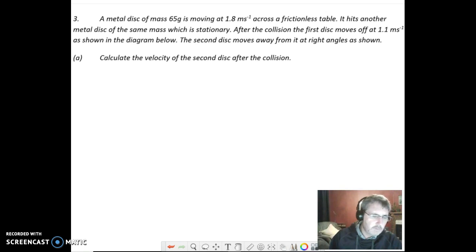Momentum in two dimensions. Okay, now I've got that out, let's see if I can answer the questions. So we've got an example here. Here's a problem. We've said that we've got a metal disc on a frictionless track.